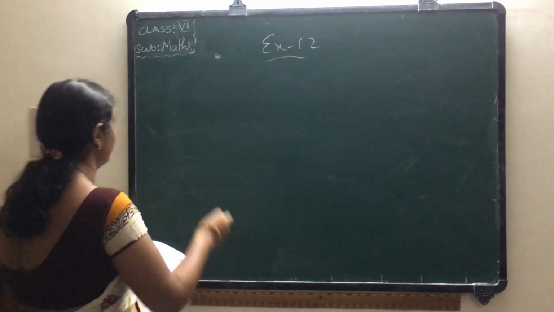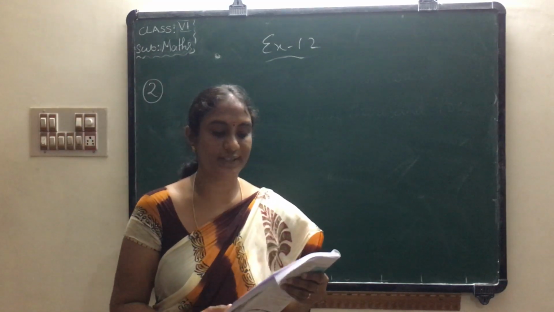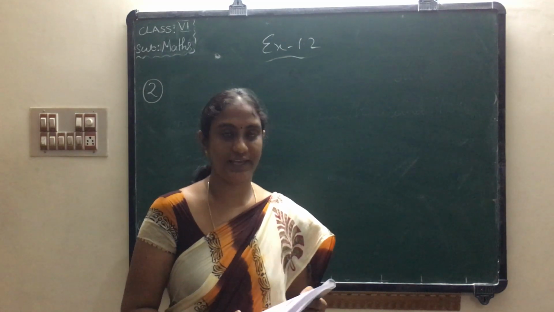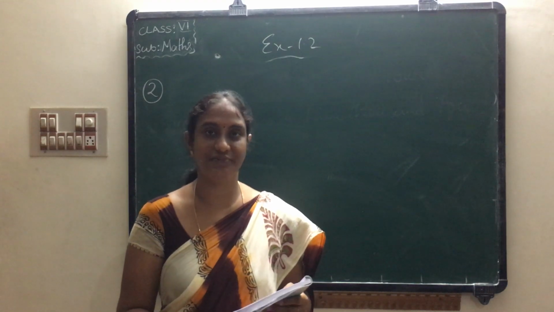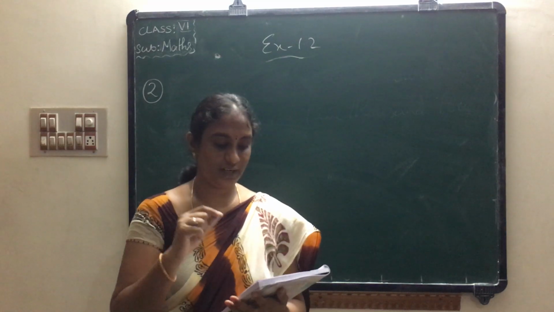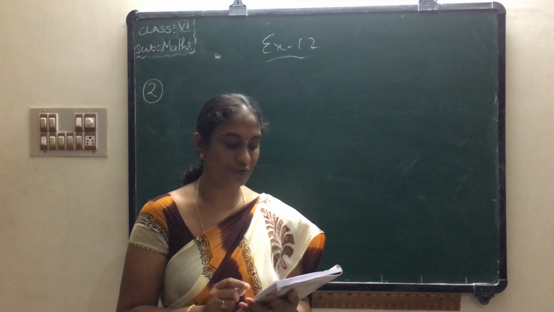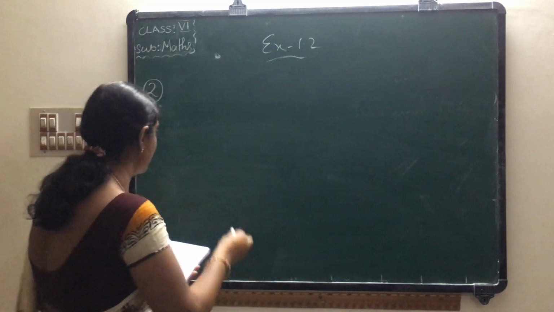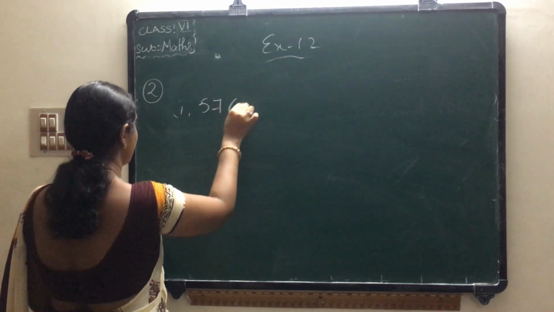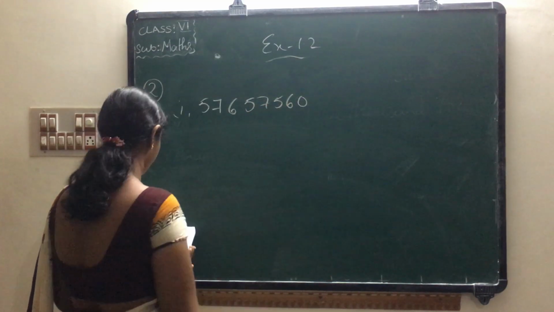See the second one. Insert commas in the correct position to separate period and write the following numbers in words. They given one number. For that number we had to give first commas in the correct position to separate periods. Okay. Write the following number in words. Now let us see the first sum. What is the first number they given? 5, 7, 6, 5, 7, 5, 6, 0.